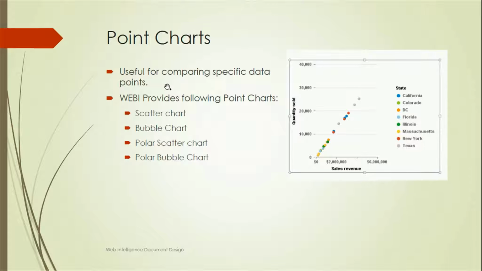Point charts. These point charts are useful for comparing specific data points. Whenever we want to compare data with some specific data points, we can use point charts. This is a screenshot of how it looks. These are the different colored points we can specify. There are four types of point charts: scatter chart, bubble chart, polar scatter chart, and polar bubble chart.